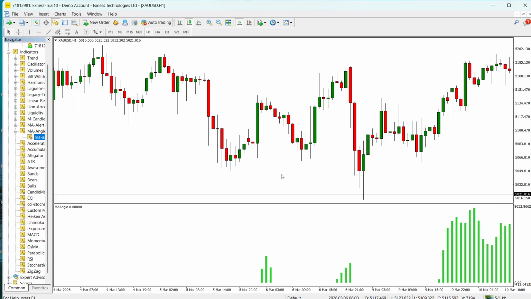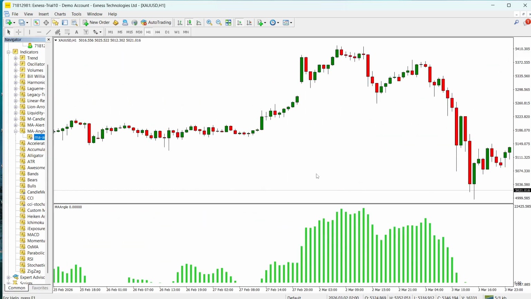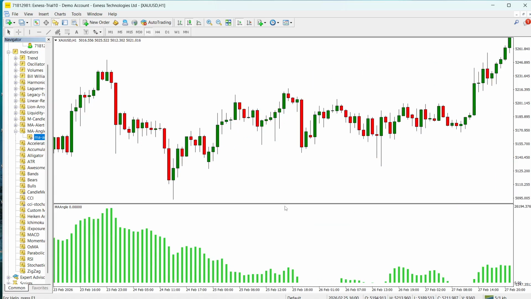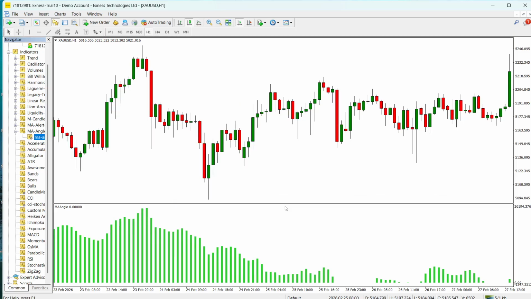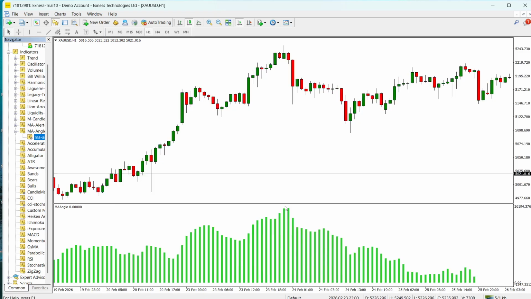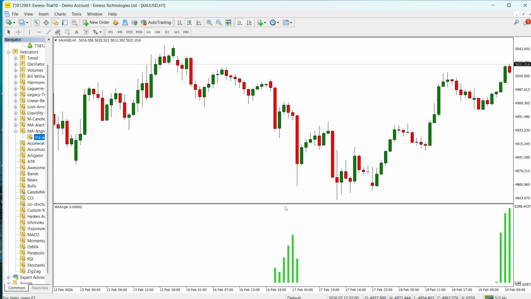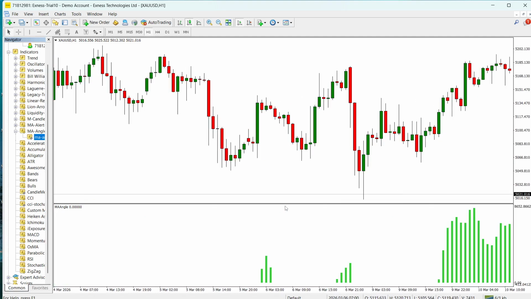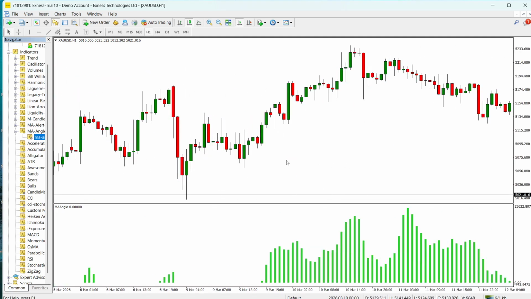On the chart, the ME angle 2 indicator appears in a separate window displaying the calculated angle or slope of a selected moving average. The output is typically shown as a histogram or line that fluctuates above and below zero. Positive values indicate an upward sloping moving average, while negative values indicate a downward slope. Steeper angles suggest stronger directional momentum.